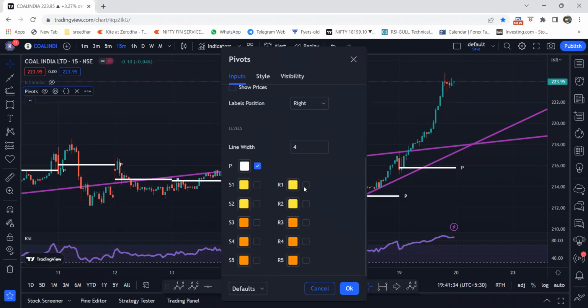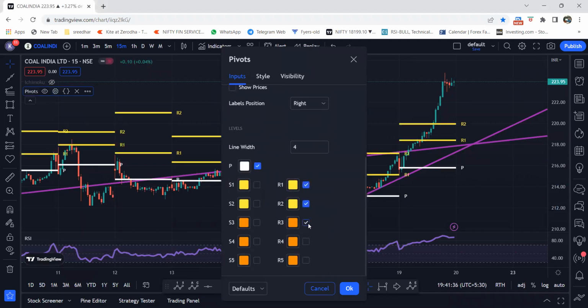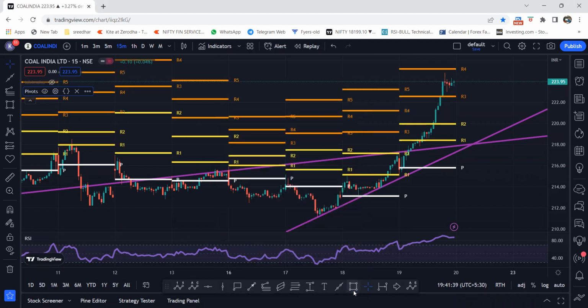Since it started going up, R1 is a target, R2 is a target, R3, R4, R5 are targets. Once it moves to R2, the stop loss will become R1. Once it moves to R3, the stop loss will become R2. Once it moves to R5, R4 will become the stop loss. That's how you keep moving the stop losses. And to pass through each of the resistances, R1, R2, the candle needs to pierce through as a bullish engulfing candle. That is an indication of continuation of a trend.